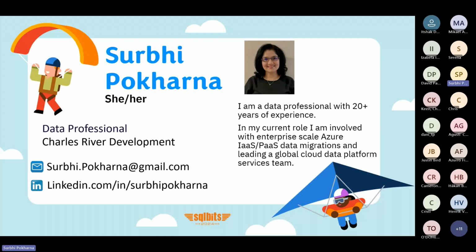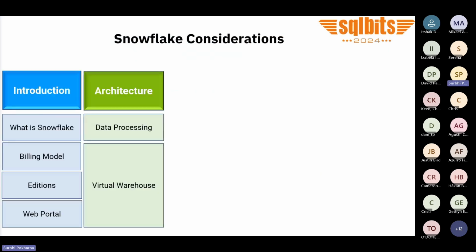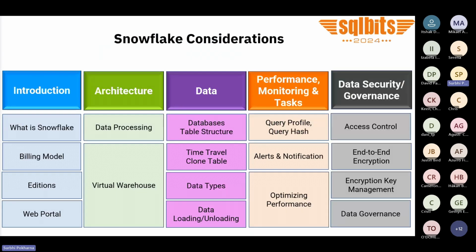Hey, for this particular feature, that's what we do in SQL Server. So that's how we would keep comparing and looking at things from those lenses. So, Snowflake considerations: how do we start looking at this? With an introduction: what is Snowflake, billing model, edition, web portal, and then architecture, core concepts, the data table structure, how you insert and do the data loading and unloading, and then some performance considerations and security.